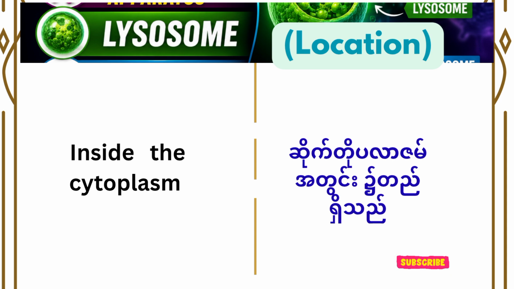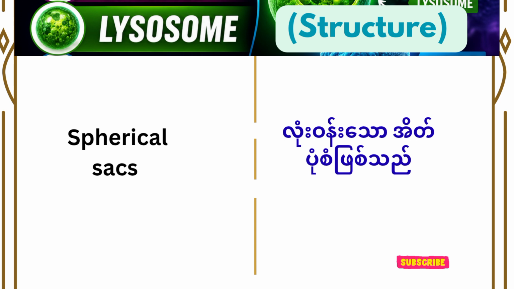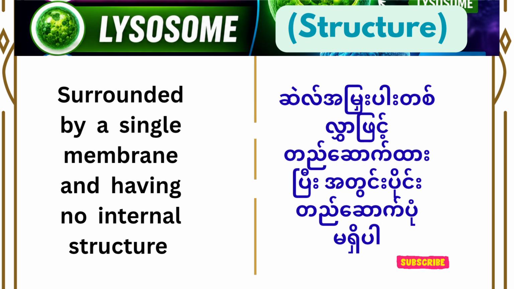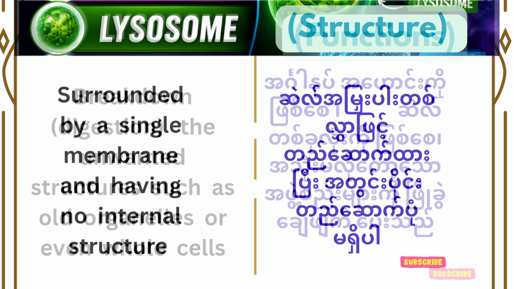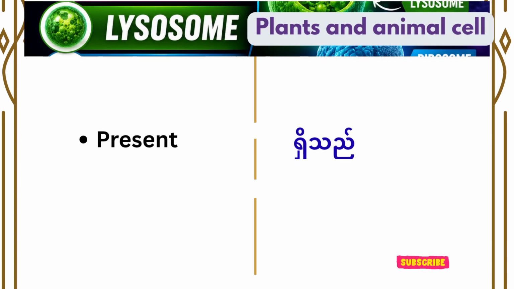Lysosome. Locations: inside the cytoplasm. Structures: spherical sacs, surrounded by a single membrane and having no internal structure. Functions: breakdown and digestion of unwanted structures, such as old organelles or even whole cells. Present in plant and animal cells.